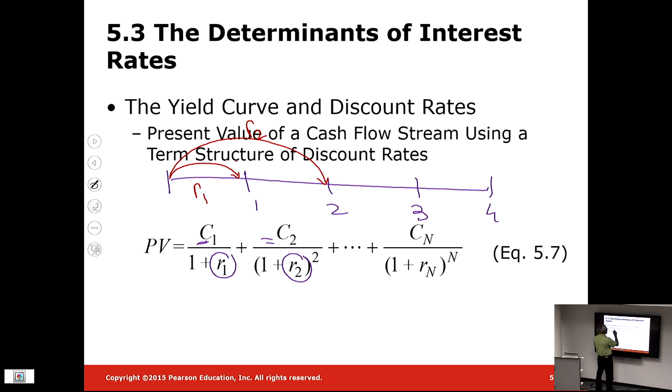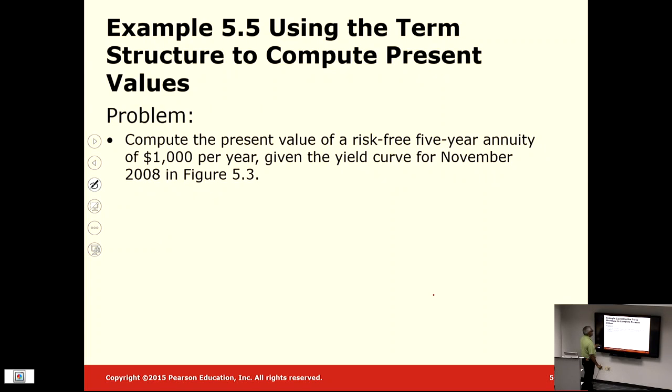So R2 is the annual interest rate over 2 years. R3 is the annual interest rate over 3 years. And so on and so forth. Then I have to use different interest rates as my discount factors to calculate present value. And that's what we have over here as an example.